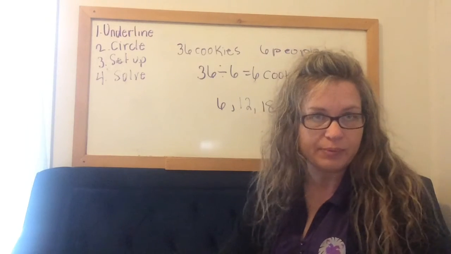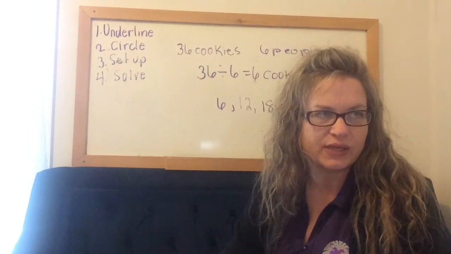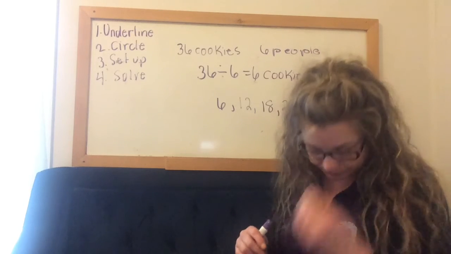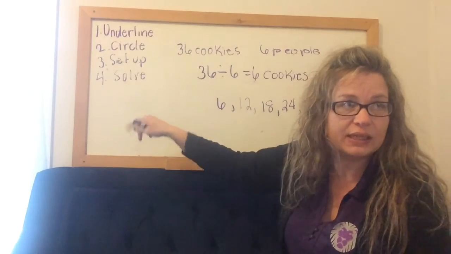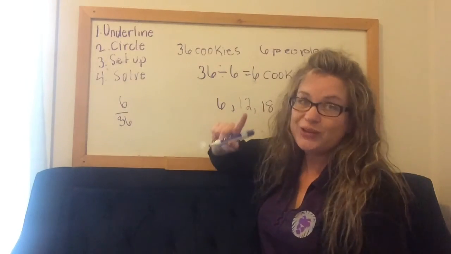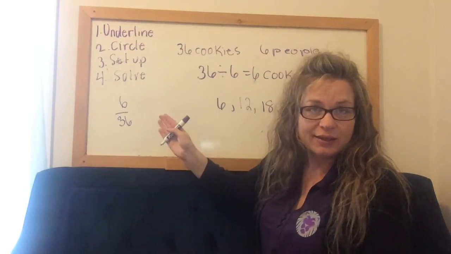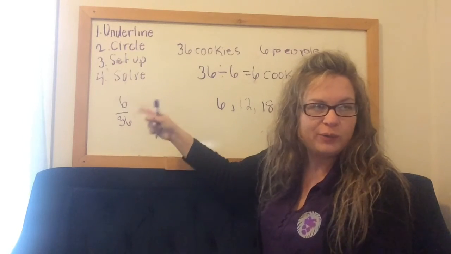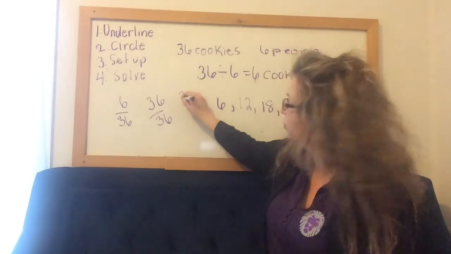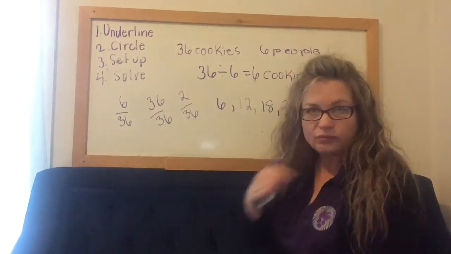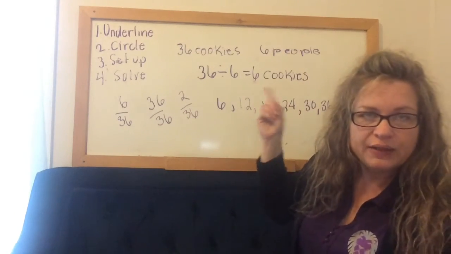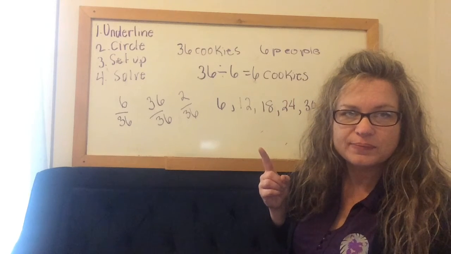Again, second part to this problem is seeing which fraction represents how many cookies each person received. Well, here you're going to see that it didn't use the 1/4 like we did last time. This time it's asking us which one is also correct. We used a simplified form last time. Let's take a look when it's not in simplified form. We have 6 over 36, 36 over 36, or 2 over 36. It's asking us which one of these fractions is equal to us knowing that each person got 6 cookies.